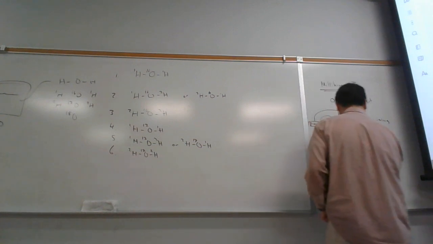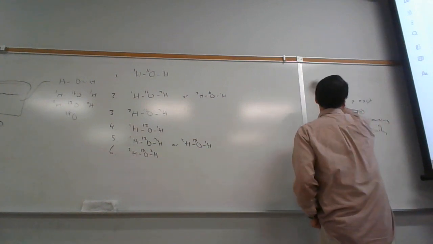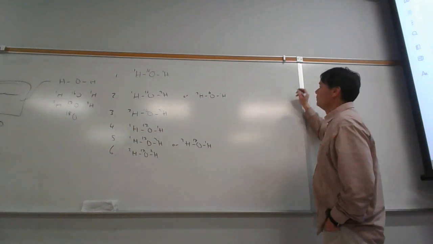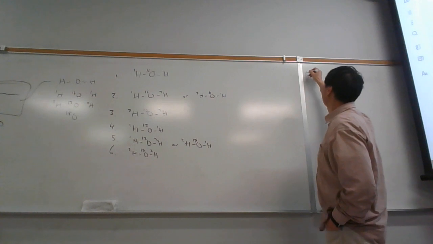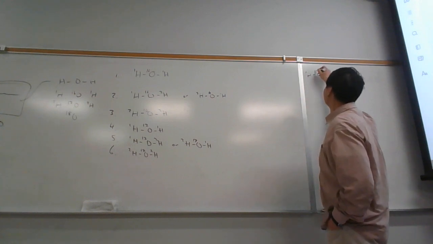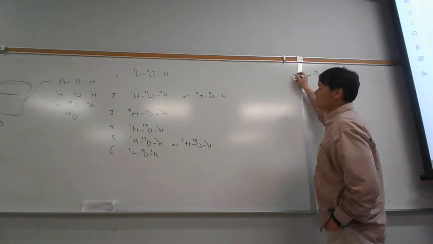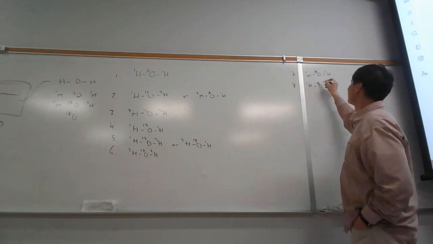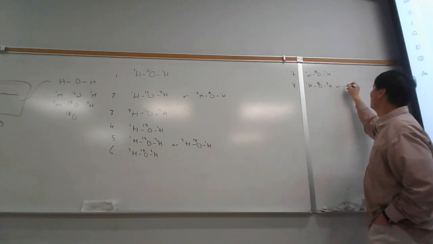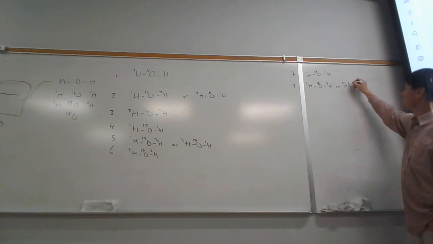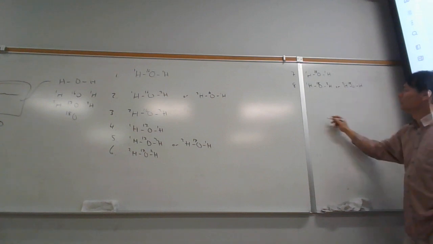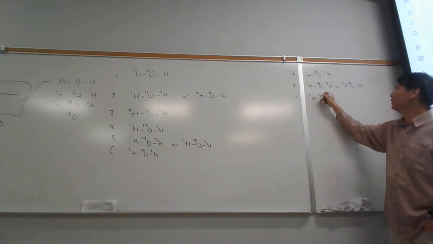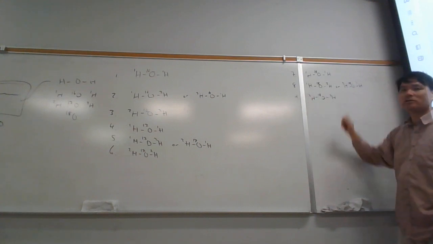Three more. Can you guess what they are? Three more would be hydrogen 1, oxygen what? 18. And so that would be 7. 8 would be oxygen 18, hydrogen 2, or hydrogen 2, oxygen 18, hydrogen 1. 9 would be hydrogen 2, oxygen 18, hydrogen 2.